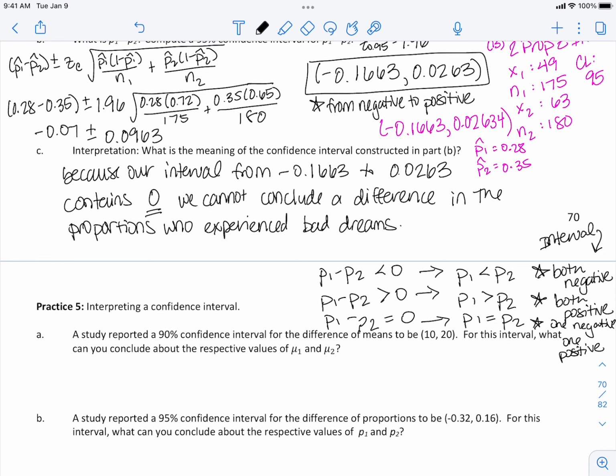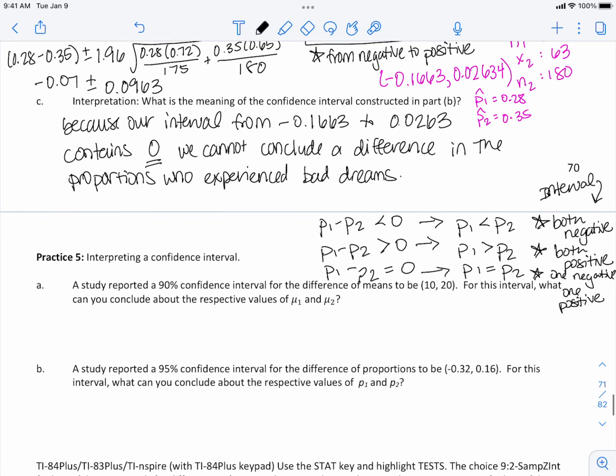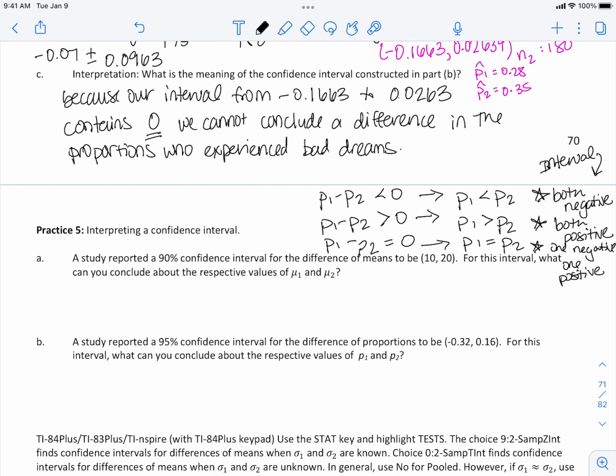All right, so let's try to interpret these. A says a study reported 90% confidence interval for the difference of means to be 10 to 20. For this interval, what can you conclude about the respective values of mu1 and mu2? So if you notice here, 10 to 20, both values are positive. So what that means is our mu1 minus mu2 is positive or greater than 0 because both our lower and upper bound were positive. So we are 90% confident that our mu1 is greater than mu2.